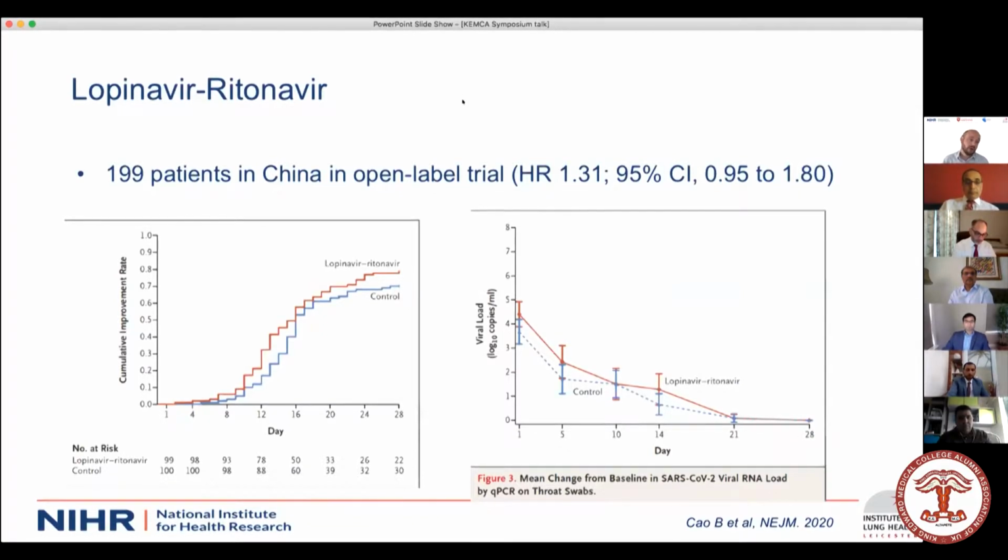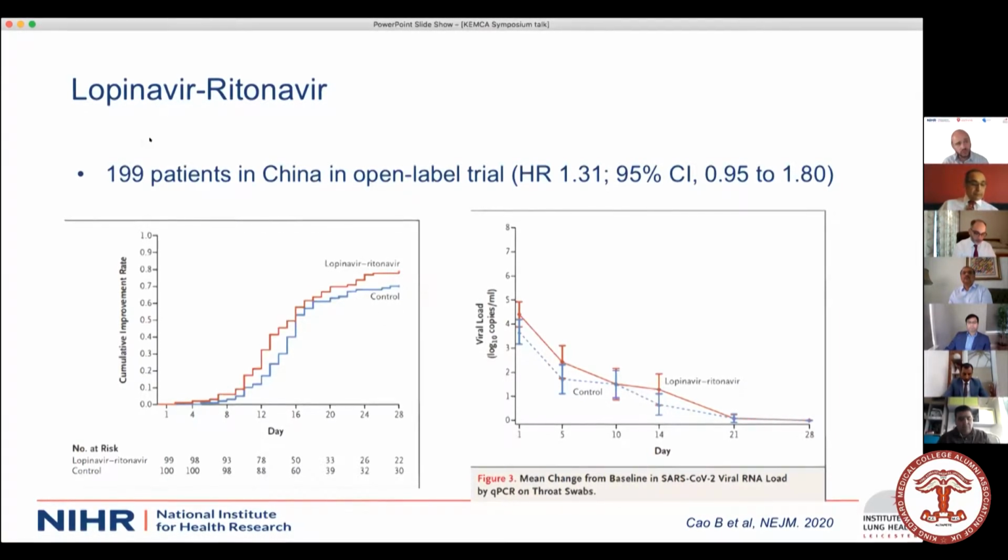If we move on to other antivirals, the combination of Lopinavir and Ritonavir was initially thought promising. It came out very quickly because these are drugs that are easily available and already in circulation, so trials could be done. This trial of 200 patients, an open label trial, didn't show any difference. I won't go into it in great detail, but they didn't see any difference in time to improvement between those that received the antivirals and the controls.